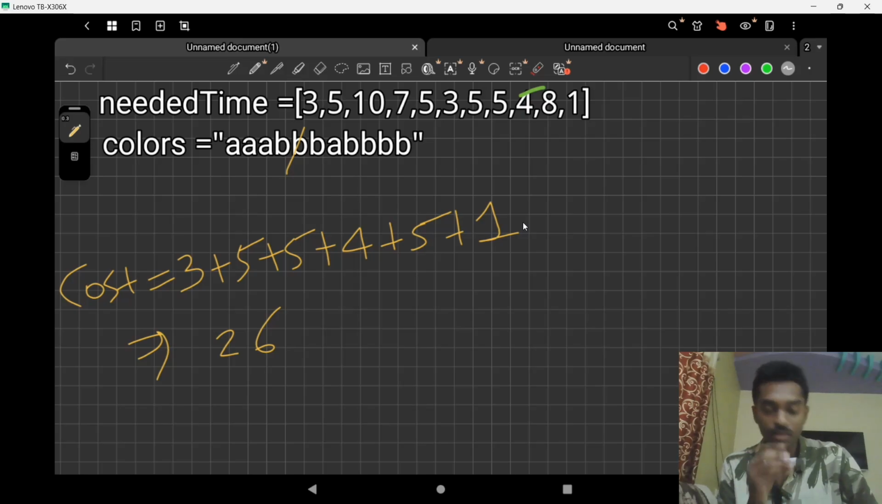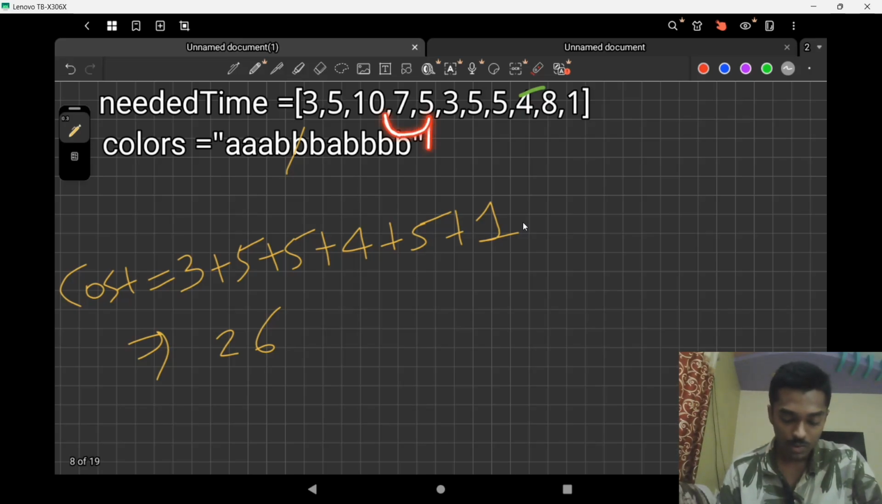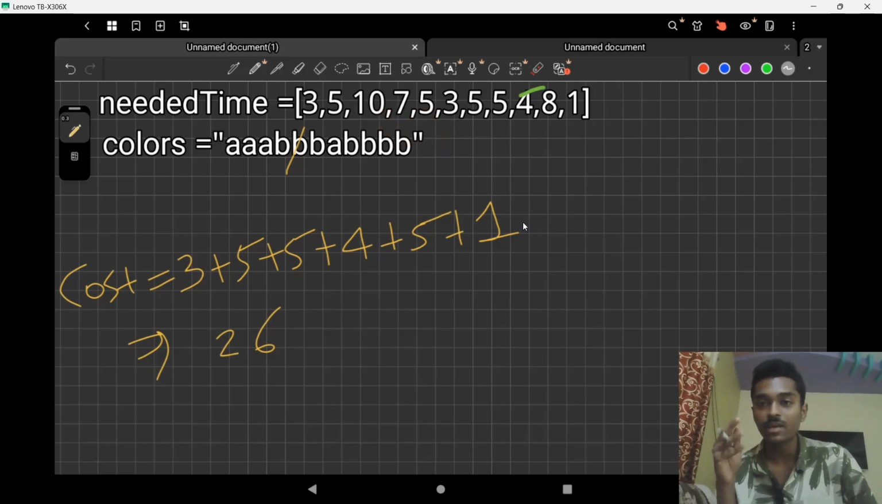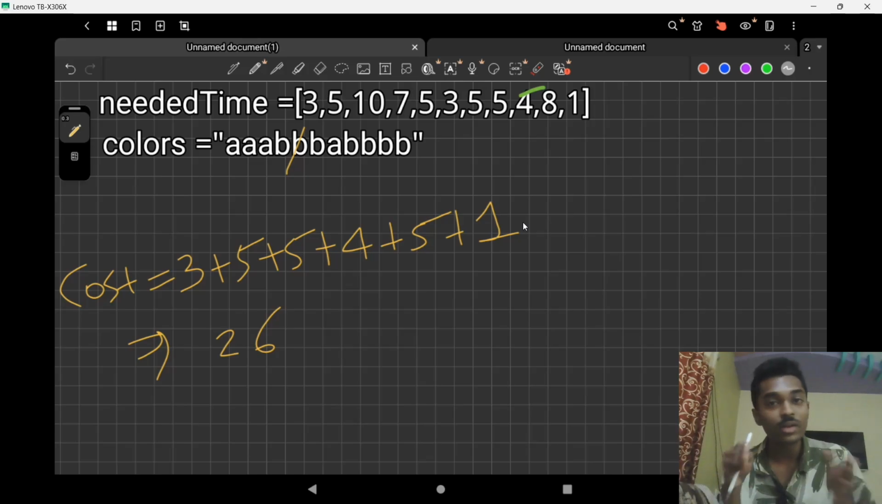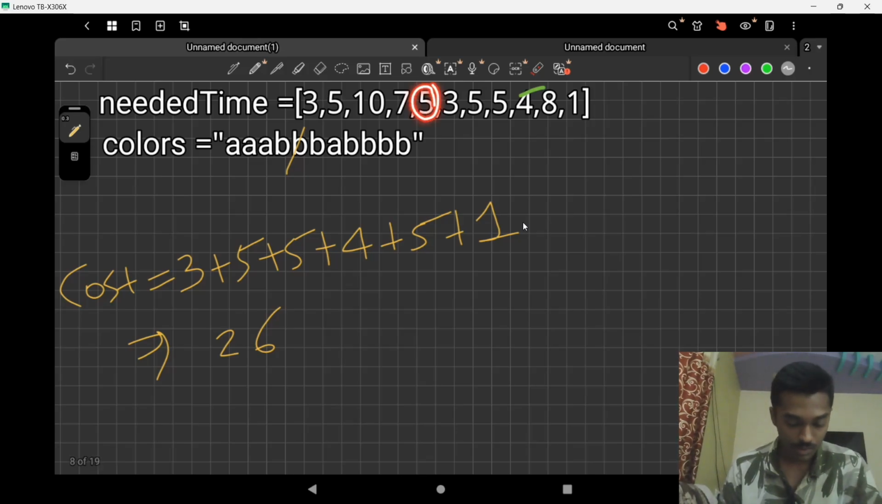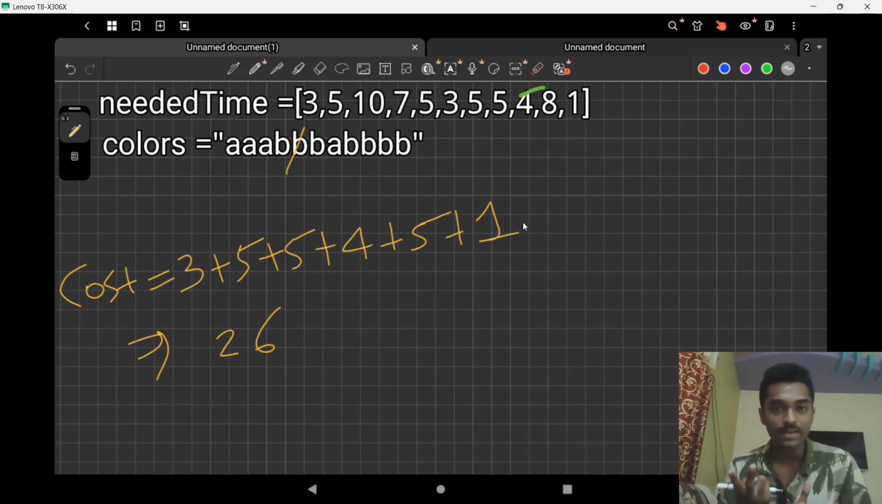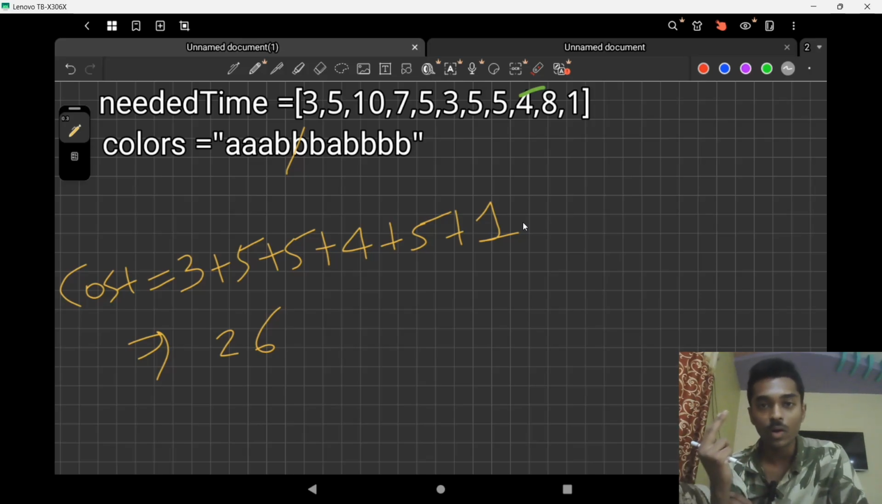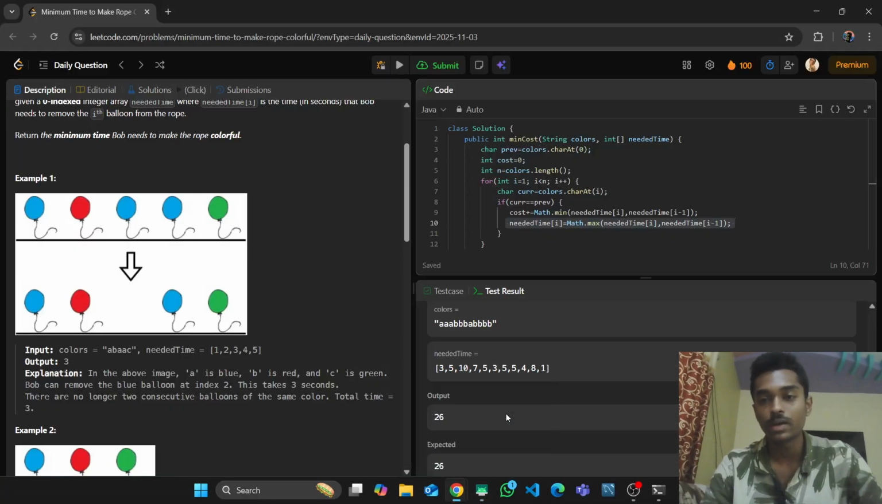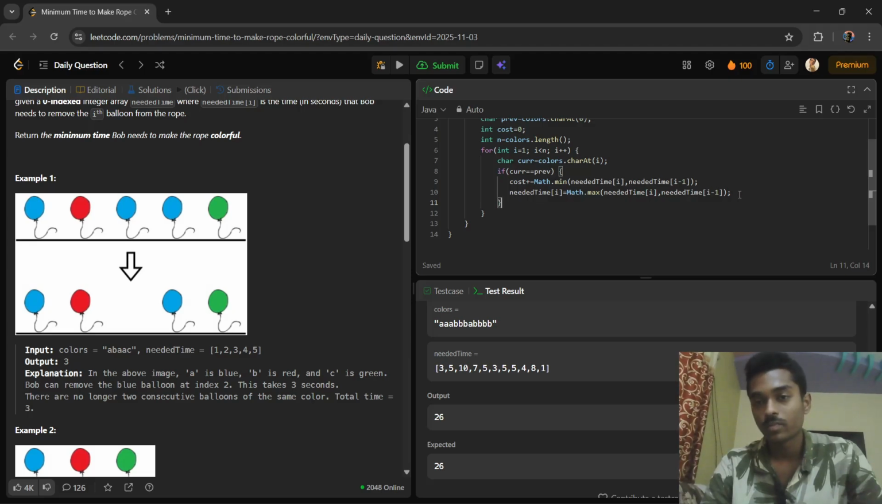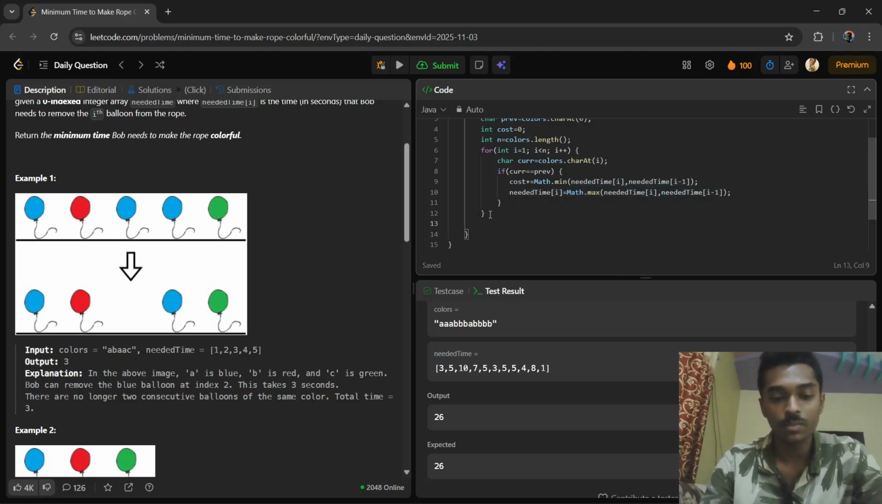Now we have to exchange them. If we exchange them, our current need time is going to be the maximum of them. If we are going to remove the smaller, our previous is going to be the maximum of both. If we remove the smaller, this is going to be 7, and 7 is the maximum of them. We are just exchanging it, and always we are removing the smaller one, so our remaining one is the maximum of them. I hope you understand. So this is what we are doing. After that we are simply returning our cost.